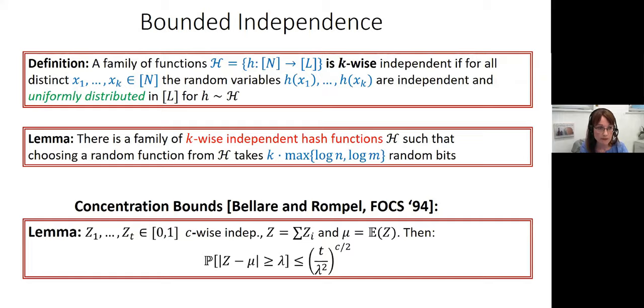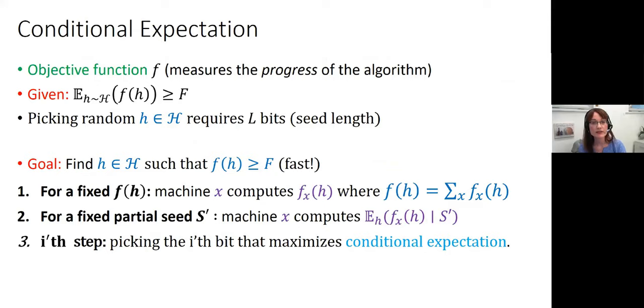Now let me explain the second ingredient, which is that of conditional expectation. This is the algorithm that allows us to find this good hash function in this small family of hash functions. How can we do that? We are going to view this process as maximizing some objective function. Think of a single randomized phase of a coloring algorithm. Our goal at every point is to maximize the number of nodes that get colored. The first step tells us that if we use a family of bounded independence, the expected number of colored nodes is going to be good.